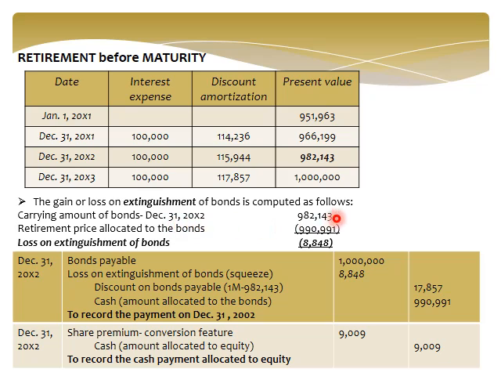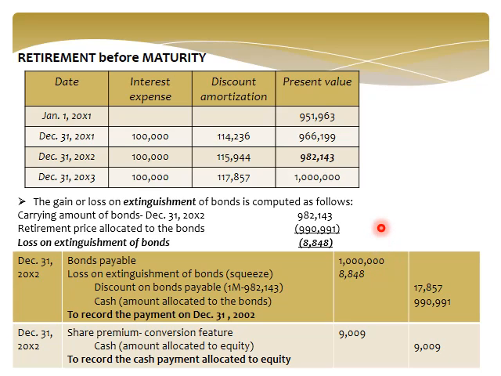Now, etong loss on extinguishment of bonds, workback 8,848 or as computed here. Carrying amount of the bonds, 982,143. Ito yung utang natin. Utang ni bond issuer, 982,143. Pero yung binayad niya, yung retirement price ng bonds, based sa computation natin kanina, is 990,991. So, therefore, mas malaki yung binayaran ni bond issuer kaysa dun sa utang niya. So, lugi siya. Again, yung utang niya, 982,143 lang, pero yung binayad niya sa bondholder is 990,991. So, merong loss on extinguishment of bonds of 8,848. So, debit loss on extinguishment of bonds, 8,848.